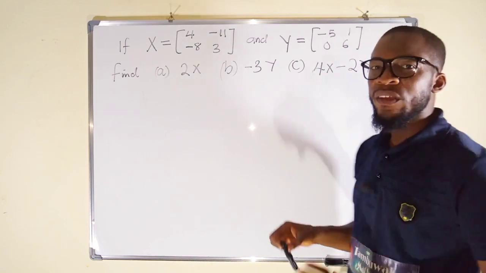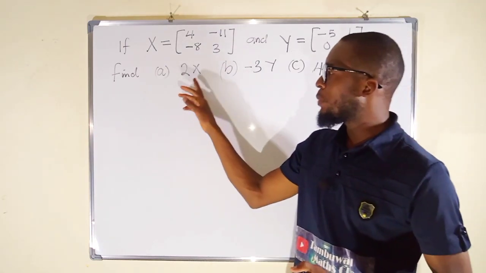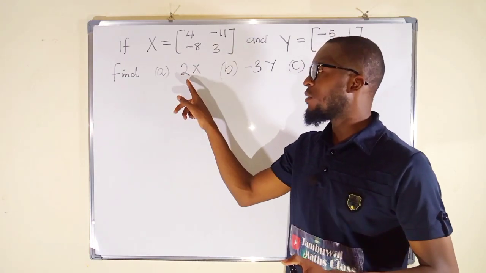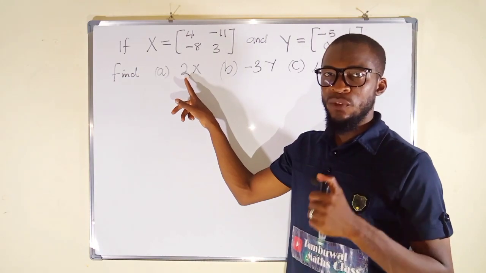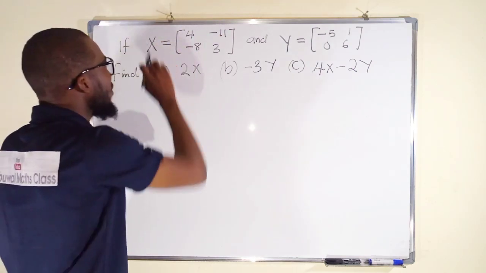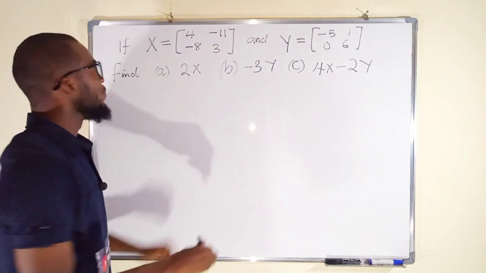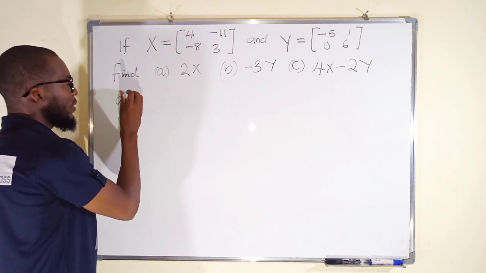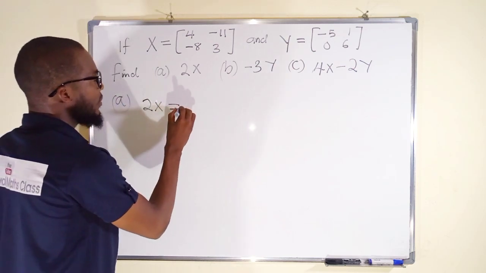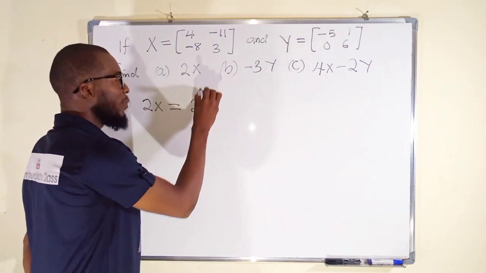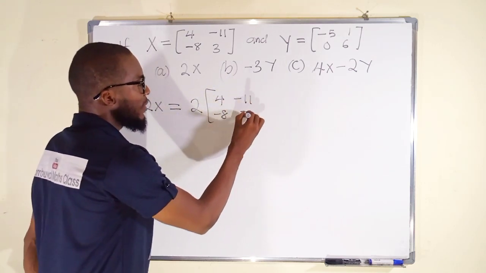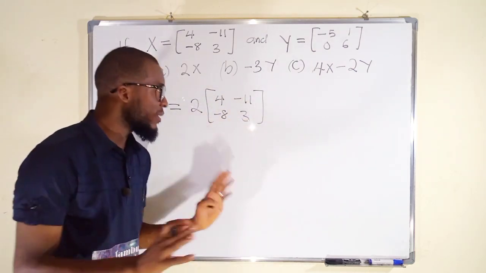This 2x is just a scalar multiplication where we are going to multiply the matrix x by a scalar 2, where every element in this matrix is going to be affected by this positive number 2. So it is as simple as multiplying each element in this matrix x by this real number 2. So we begin. 2x is equal to 2 multiplied by the matrix 4, negative 8, negative 11, 3. It is as simple as this.